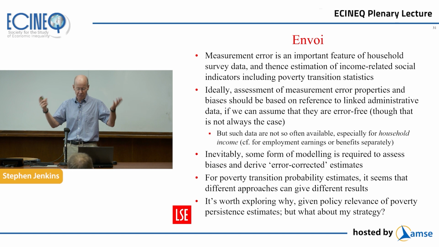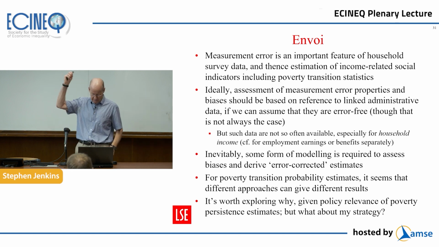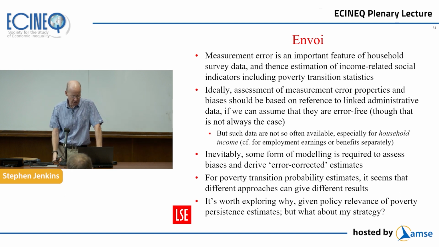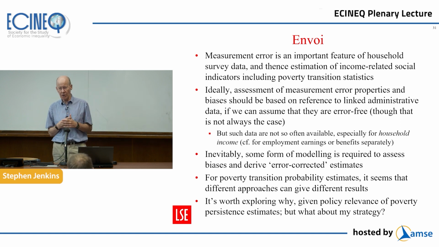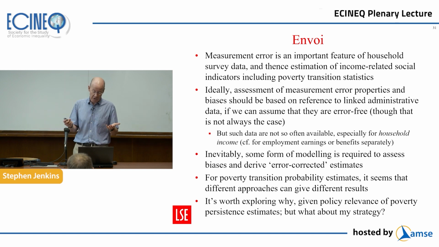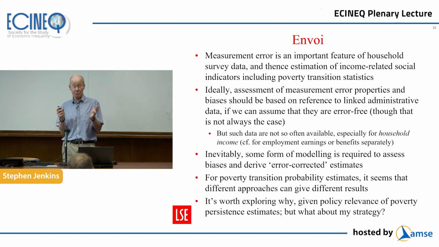But anyway, the initial result that is coming out from the preliminary work so far is, at least for poverty transition probability estimates, different approaches can give different results. And the leading approach out there so far, this latent class transition model that Breen and Marcio popularized, doesn't necessarily stand up relative to another approach if you believe this other approach. So I think given the importance of poverty persistence estimates, it's worth exploring the topic.